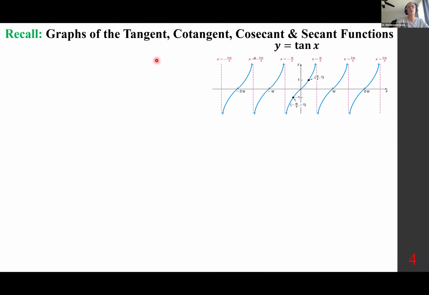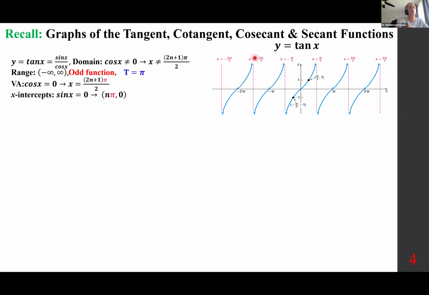Graphs of tangent, cotangent, cosecant, and secant, we are familiar with at this point. Y equals tan x. Pay attention to the fact that tan x is sine over cosine. Therefore, if you want the domain, cosine can't be 0. And if you set it equal to 0, that becomes the vertical asymptote.